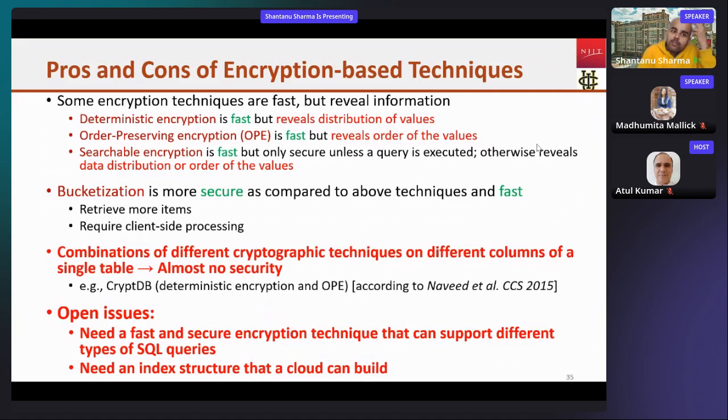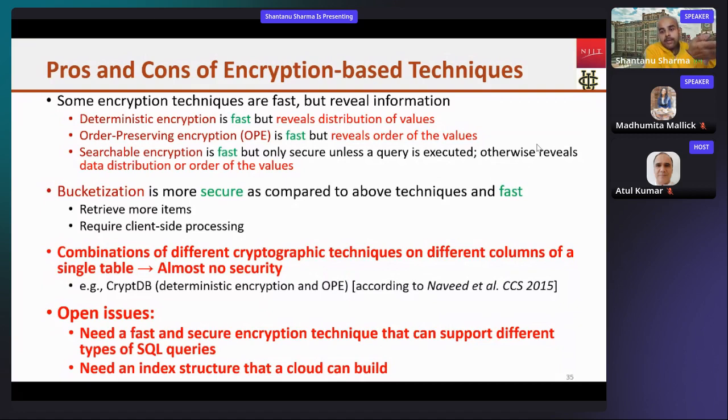So right now, this is the last slide for the encryption based techniques. I told you about some order preserving techniques that are fast but reveal the values of the column, and it is good for maximum, minimum and range queries. Searchable encryption techniques are very good, as you saw in that part, and can execute simple keyword queries, but they can reveal the data distribution as well as the access pattern.